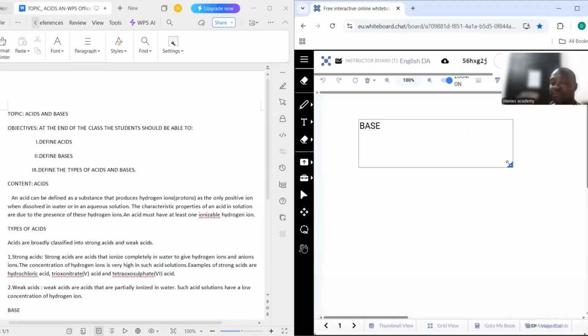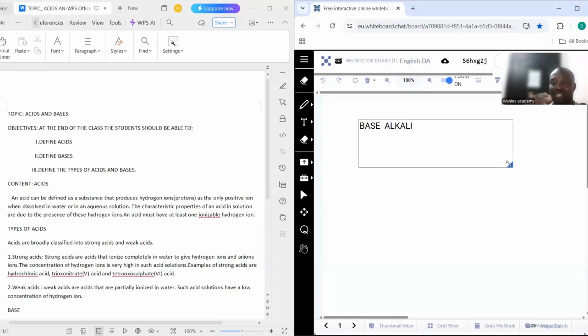And there's a type of base we call an alkali. Now, an alkali is a base that can dissolve in water. In other words, a soluble base is called an alkali. Now, recall that we said a base is any substance that has the ability to neutralize an acid to yield salt and water only. And typically, there's a type of base called an alkali, which is a base that can dissolve in water.